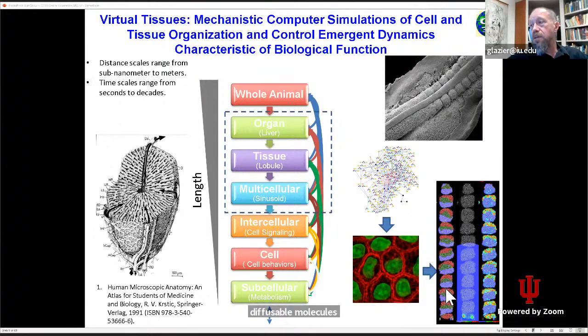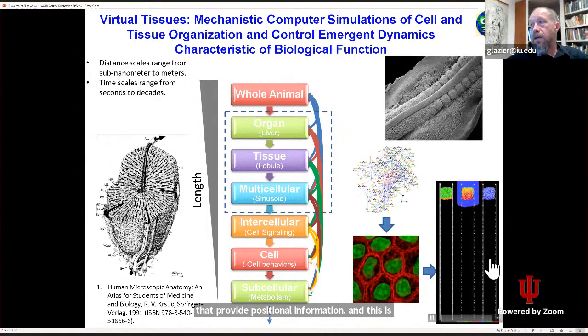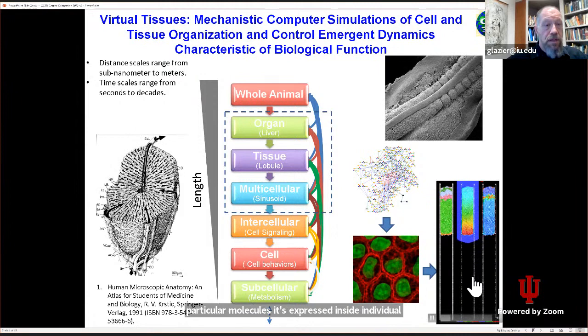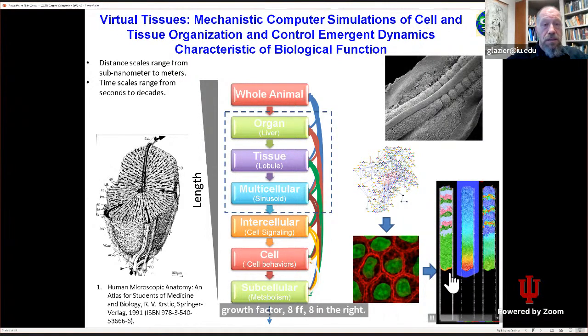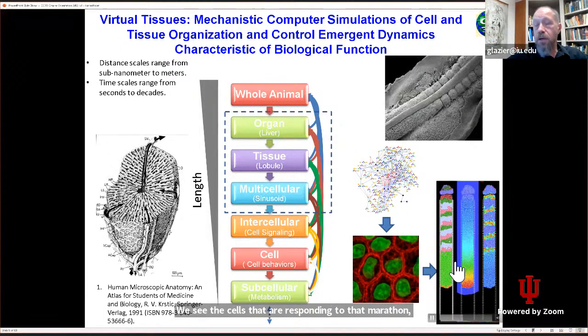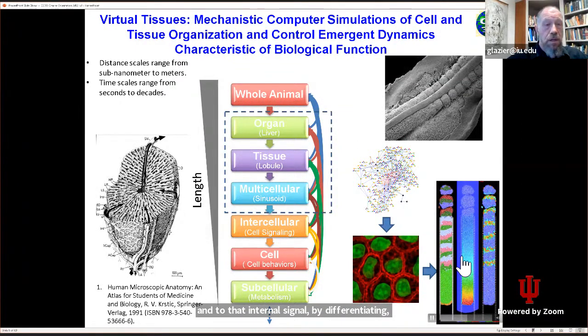And this is a CompuCell simulation of this process. On the right-hand side, we see oscillations of one of the particular molecules that's expressed inside individual cells. In the middle, we see a gradient of an external morphogen. In this case, it happens to be something called fibroblast growth factor 8, FGF8. On the right, we see the cells that are responding to that morphogen and to that internal signal by differentiating, changing their adhesion properties, and reorganizing to form spherical somites.